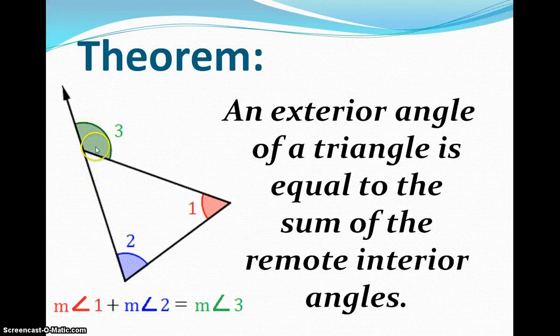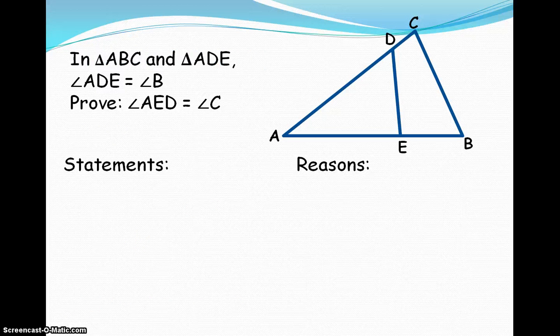Now think about it also as a linear pair relating angle 3 and our interior angle here, which also adds up to 180. And if I subtract out this angle from both of those equations, I would be left with angle 3 equal to angle 1 plus angle 2. And we'll talk about that probably next class period as well.